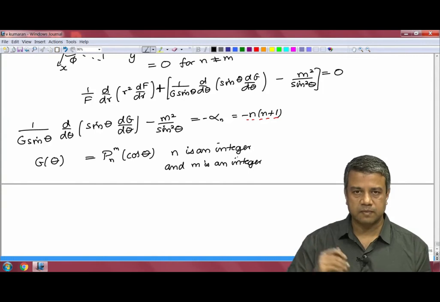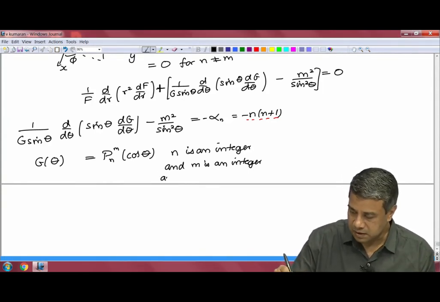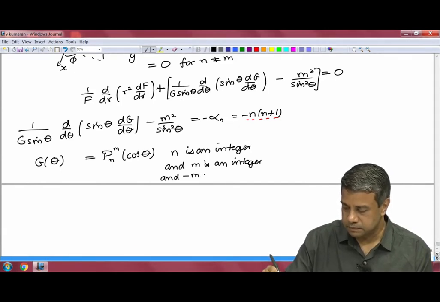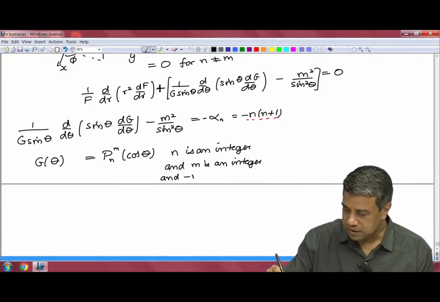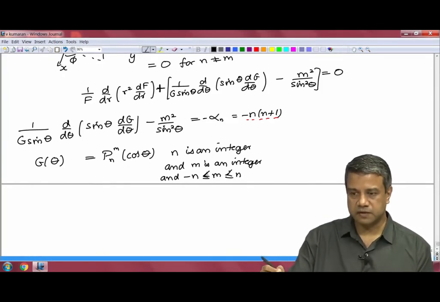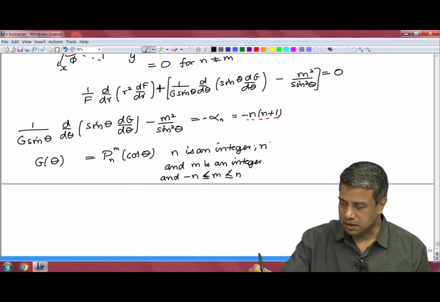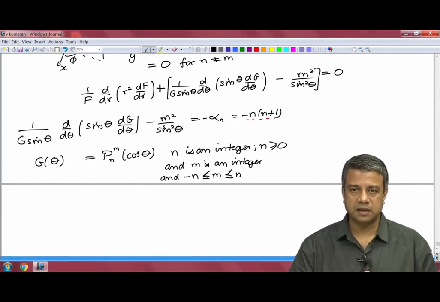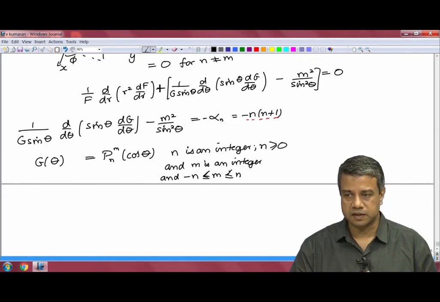We just got that from the solution in the phi direction, and minus n less than or equal to m less than or equal to n. That is, n is a positive integer, n greater than or equal to 0. So, for the solution to be finite at theta equals 0 and theta equals pi, for an axisymmetric problem, I showed you that n has to be a positive integer.